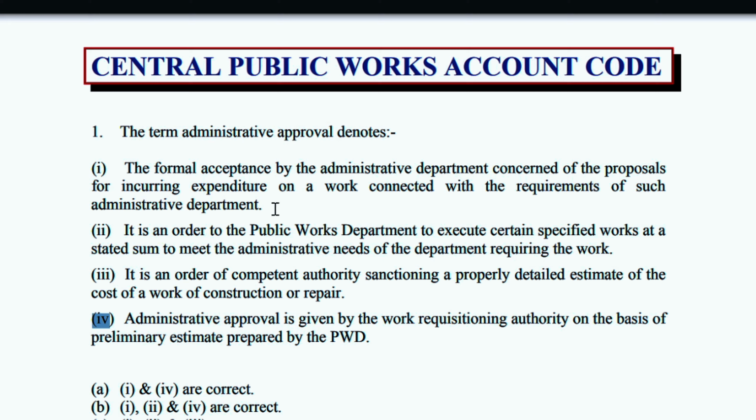The formal acceptance by the administrative department concerned of the proposals for incurring expenditure on a work connected with the requirements of such administrative department. It is an order to the Public Works Department to execute certain specified work at a stated sum to meet the administrative needs of the department requiring the work. The administrative approval is given by the work requisitioning authority on the basis of preliminary estimate prepared by the PWD.